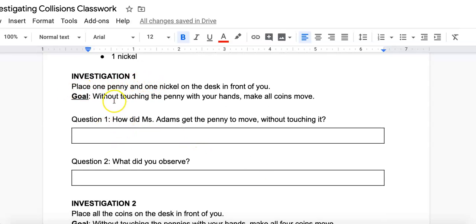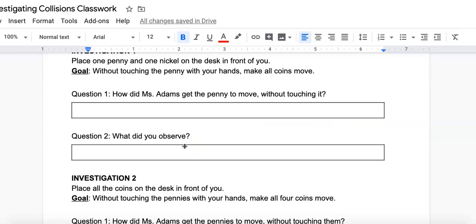So for investigation 1, remember, without touching the penny with either of my hands, I needed to move both of those coins, the penny and the nickel. So question 1, how did Miss Adams get the penny to move without touching it? That's what you want to answer there. And again, if you need to rewind to replay the video of me doing investigation 1, go ahead and do that. Question 2, what did you observe?